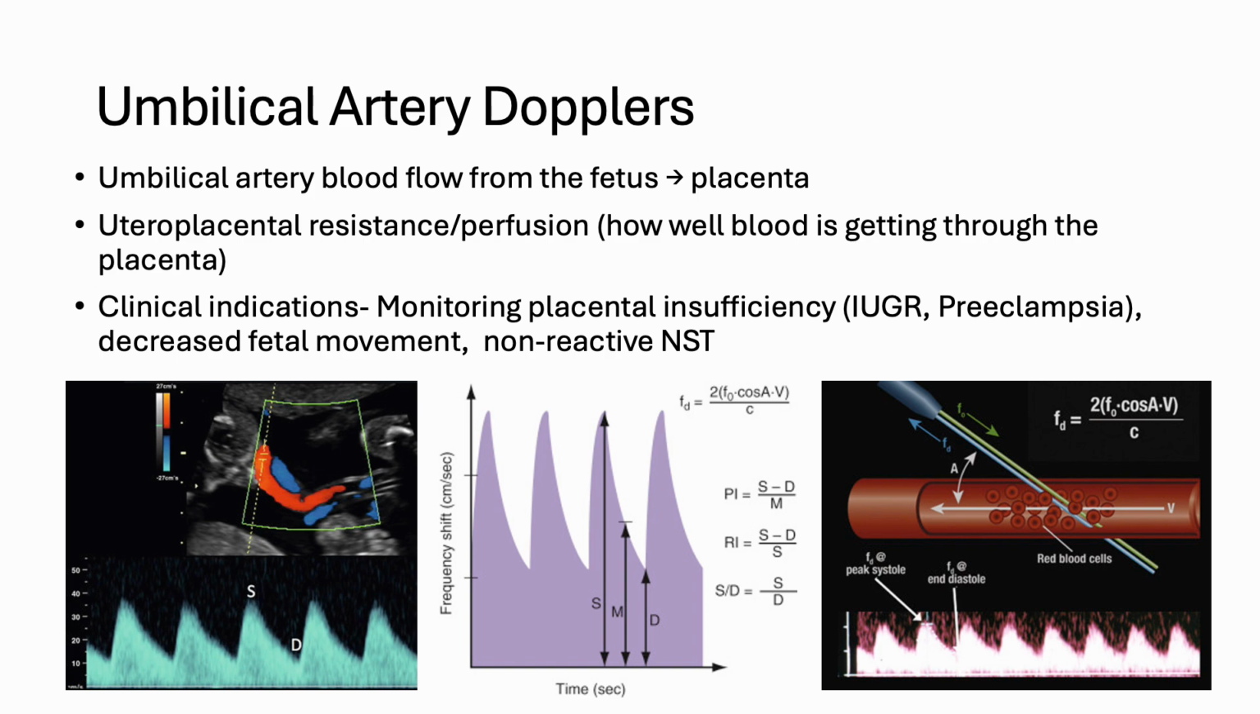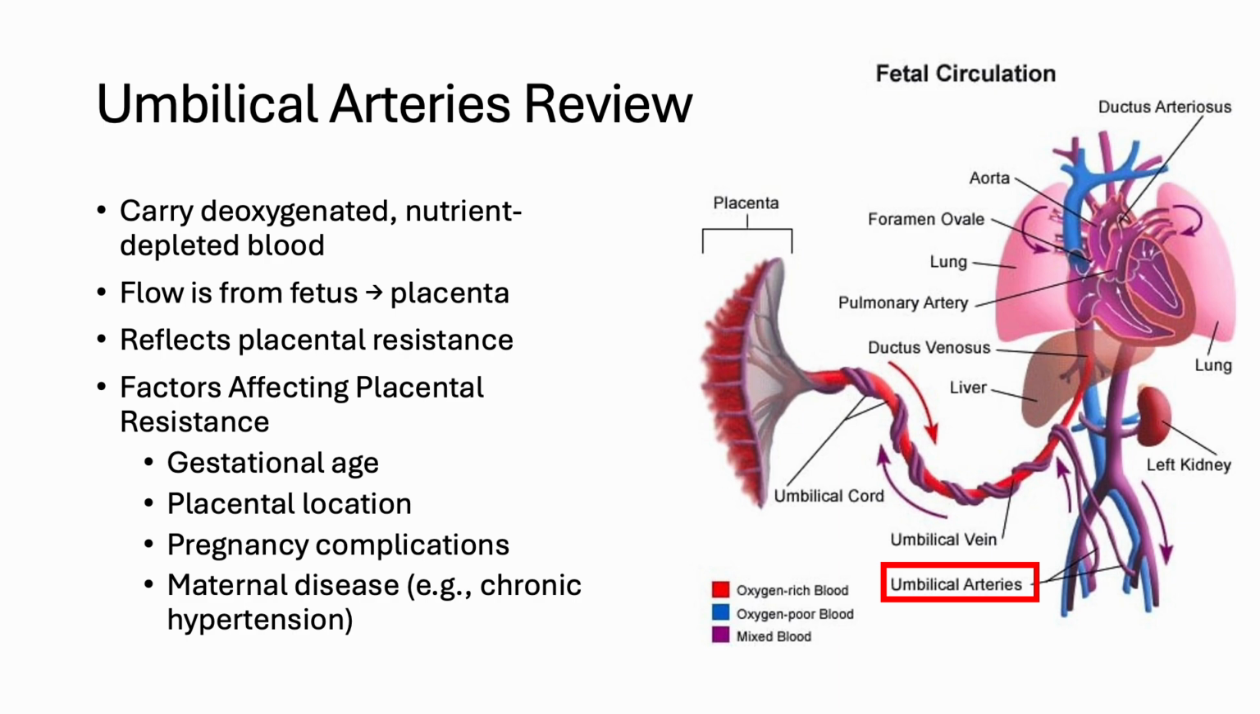So in these images, you can see one is showing the actual measurement of the umbilical artery Doppler. The middle one is showing the different calculations that they use. And the one on the other side is showing how they're looking at the red blood cells. So they're measuring the actual movement of the red blood cells, just like the MCA Dopplers were. So, again, more review of umbilical arteries.